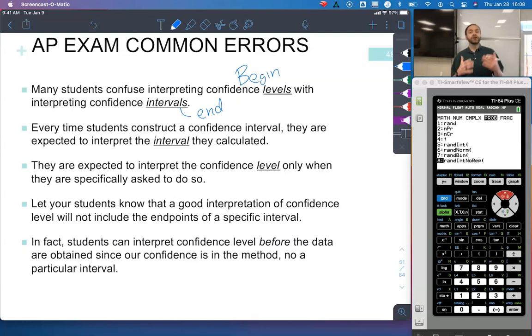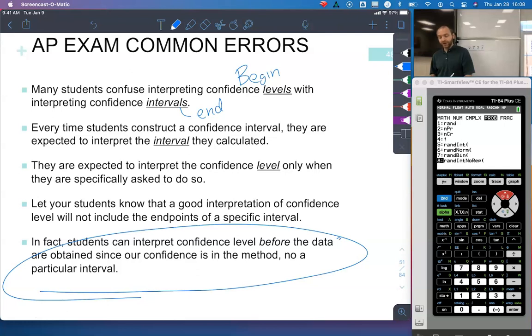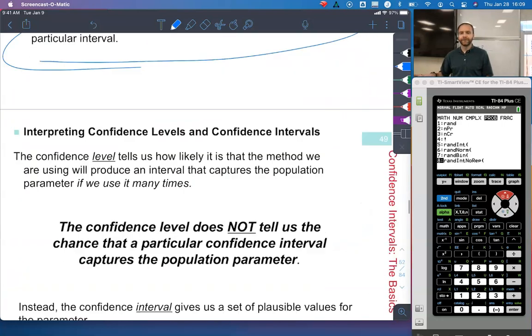Meaning, to let you know that a good interpretation of a confidence level will not include endpoints, but a good interpretation of a confidence interval does. Confidence levels do not include endpoints because that's done at the beginning of the problem. So, in other words, you can interpret your confidence level before the data is obtained. You state your level of confidence that you're going to use at the beginning, and then you perform it. You find everything. You find your point estimate. You get your margin of error. You construct your interval, and at the end, you can interpret that confidence interval.